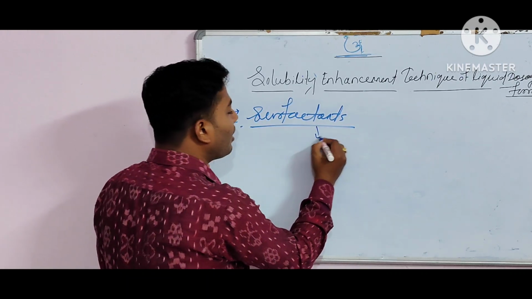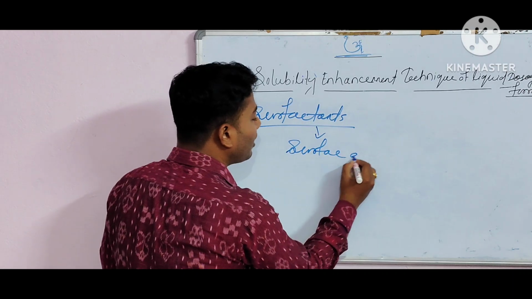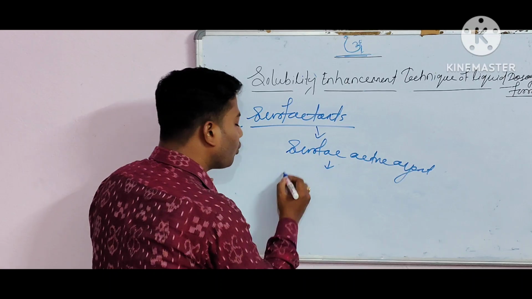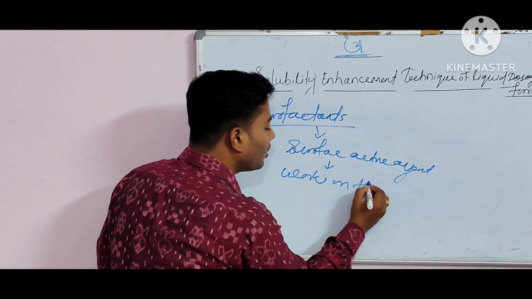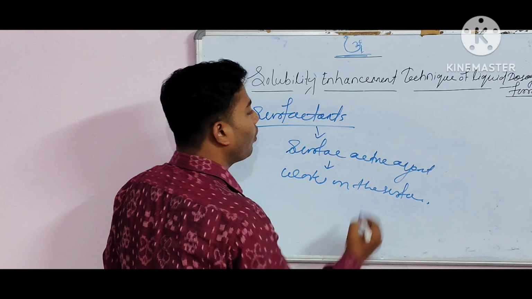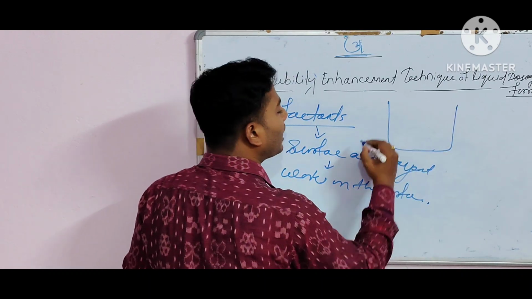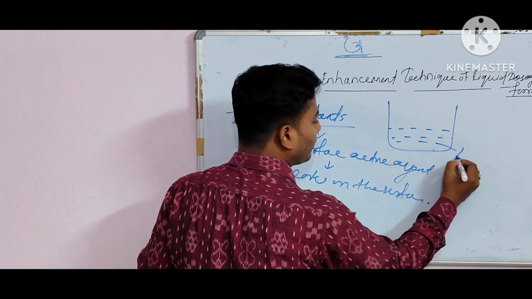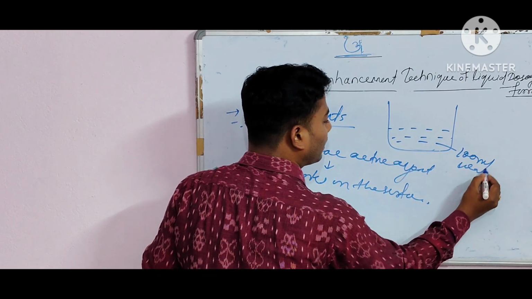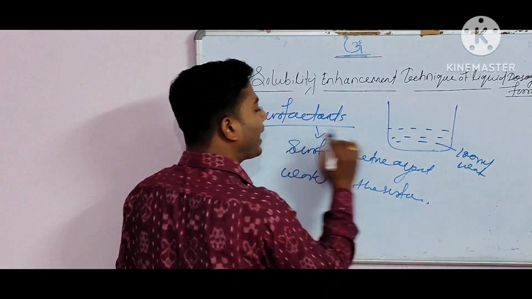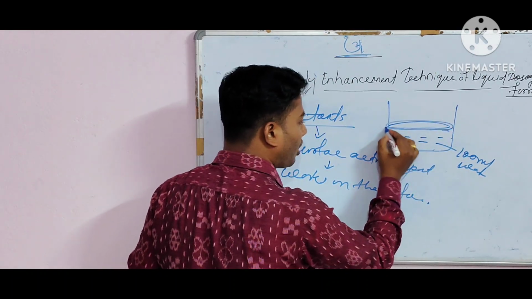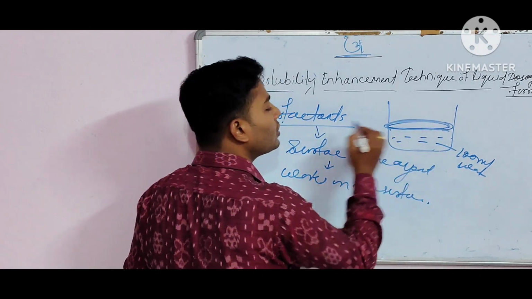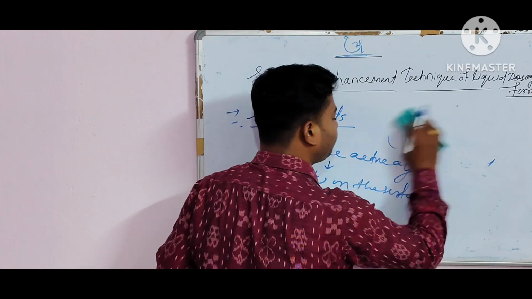Surfactant means it is a surface active agent. That means it works on the surface. Suppose this is a beaker, and this beaker contains 100 ml of water. When you add the surfactant, it works on the surface. This is the surface of this medium. After adding the surfactant, it works on the surface. Clear? So now come to the point.